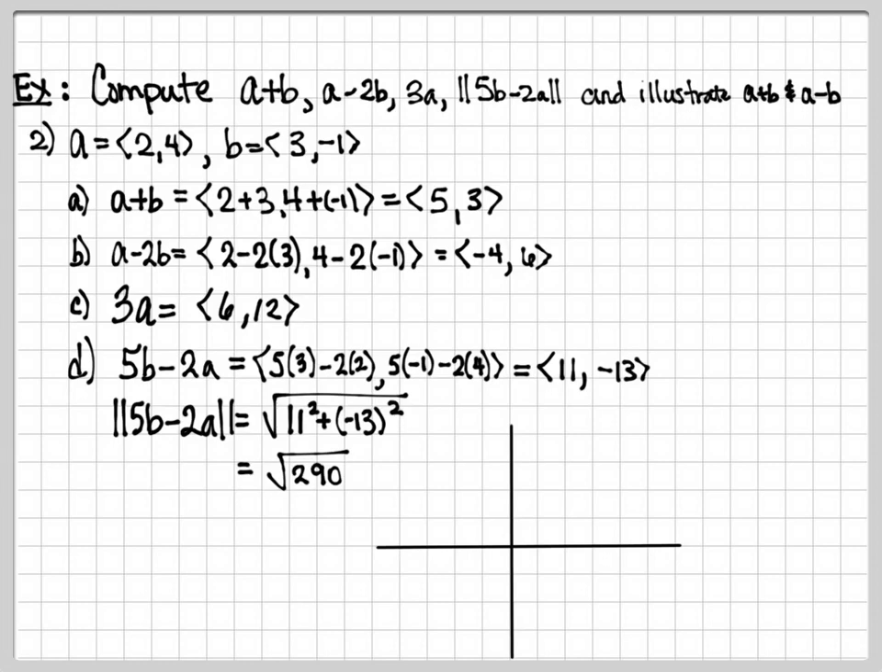So a is 2, 4, should be here. And then b is 3, -1, which should be here. Whoops.